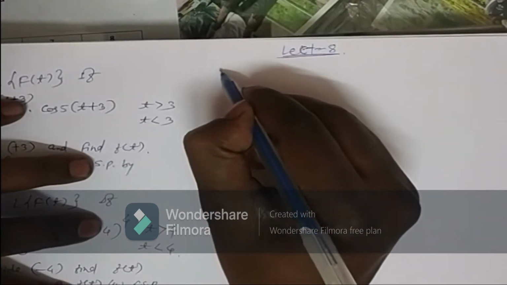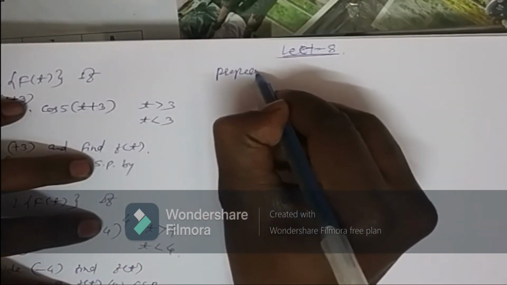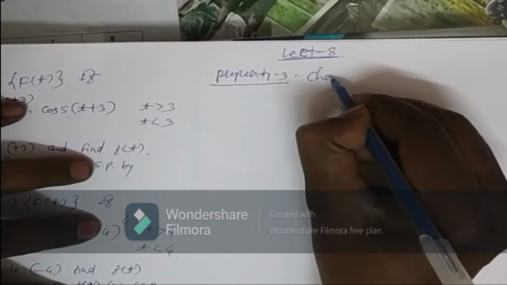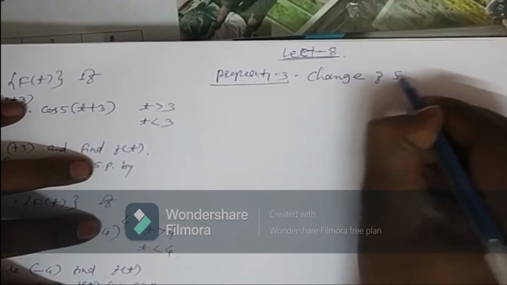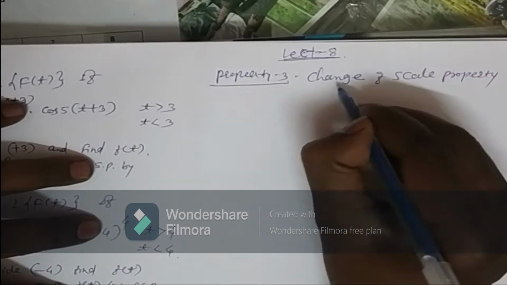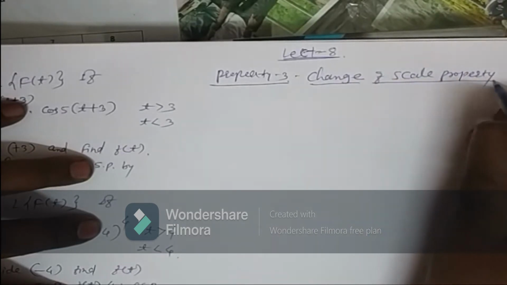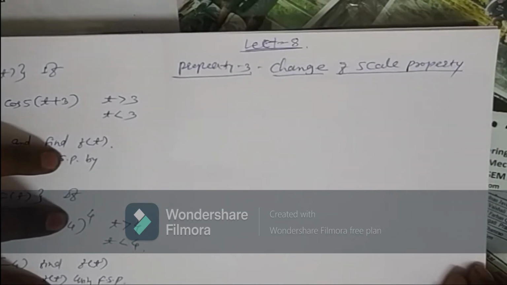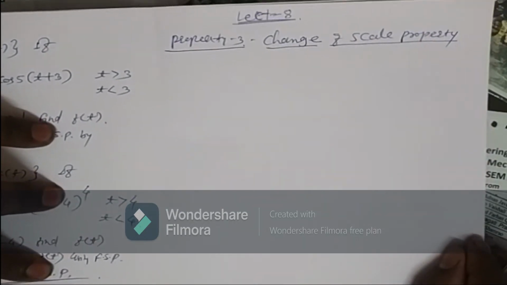Now, today we are going to start the third property, that is property number 3, the change of scale property. What is this change of scale property? This is a very simple property. Let us see.